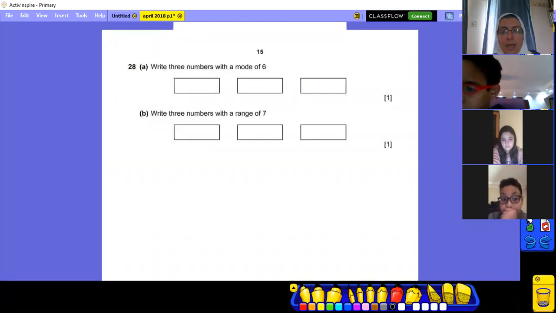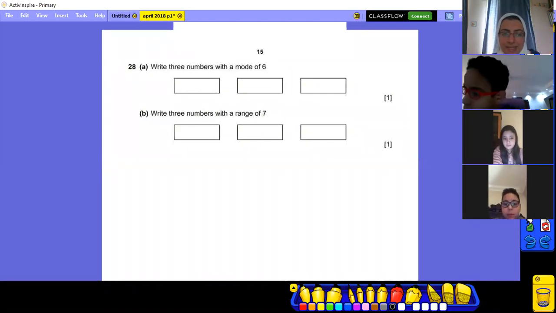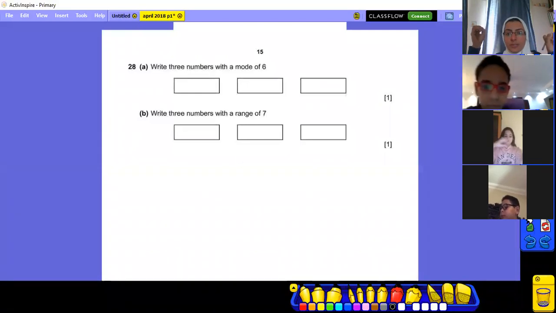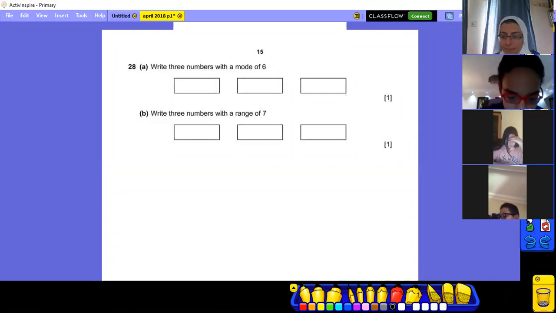Okay? So make sure that you write 2 sixes and then any number beside them. Right. Now 28B. He wants you to write 3 numbers with a range of 7. What's the meaning of range? The biggest number minus the smallest number. So give me 2 numbers whose difference is 7, and any number between them.